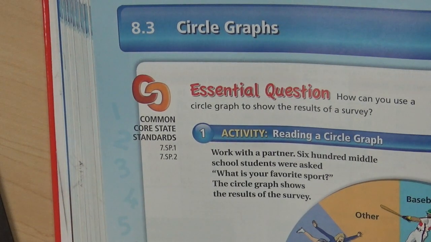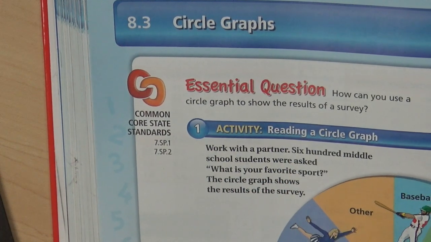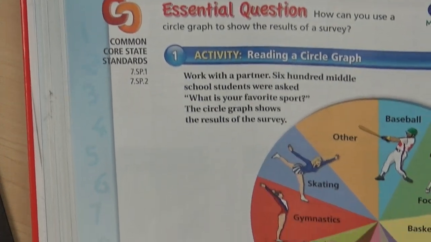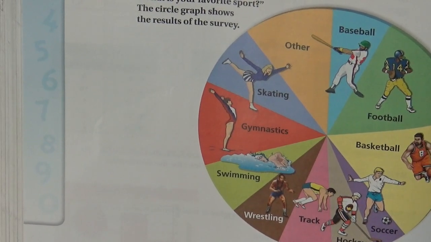Welcome to section 8.3. This is going to be on circle graphs. I'm on page 362 from your textbook, and the essential question states, how can you use a circle graph to show the results of a survey? In your textbook, there's a nice, pretty colorful illustration of what a circle graph might look like.